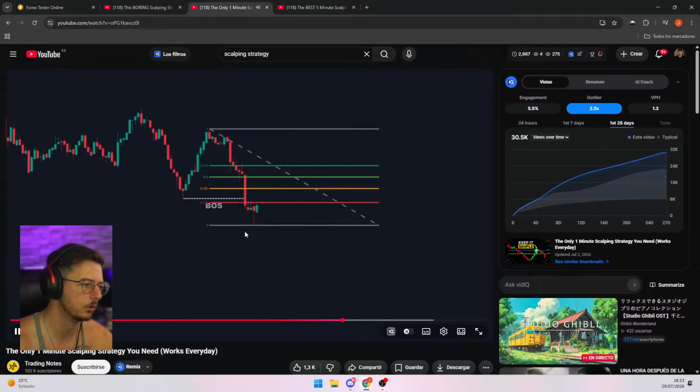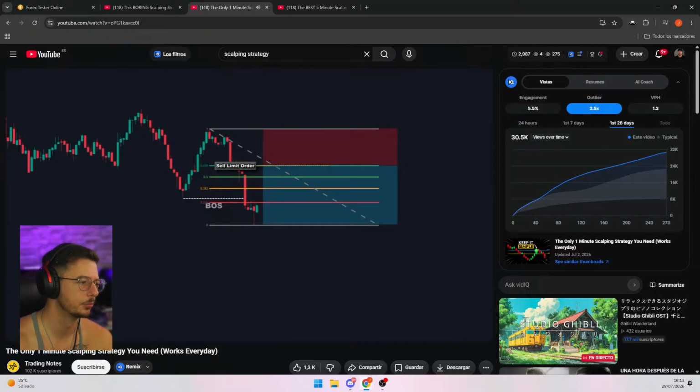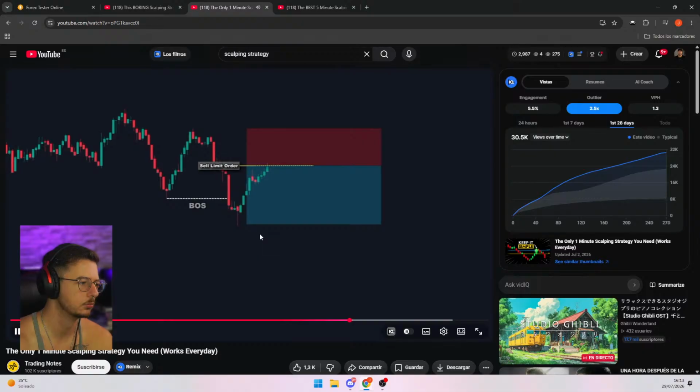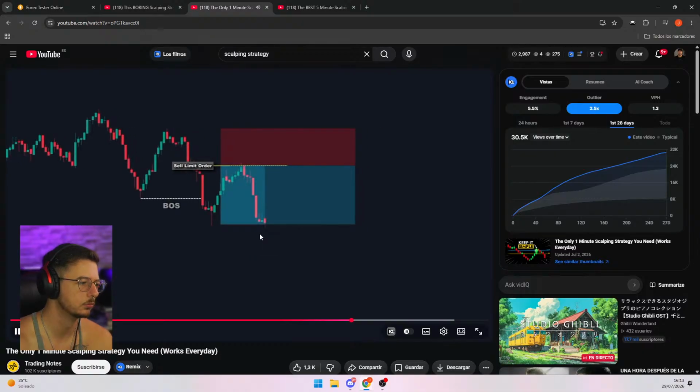Top of the move to the bottom. You drop a limit order at the 0.618, stop at the 1.0. Take profit just above the previous low. Trade fills. 7 minutes later, you're done. And if you want to keep going, you can.